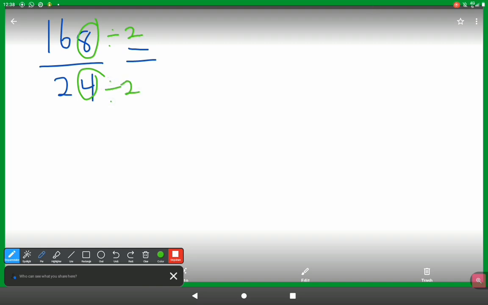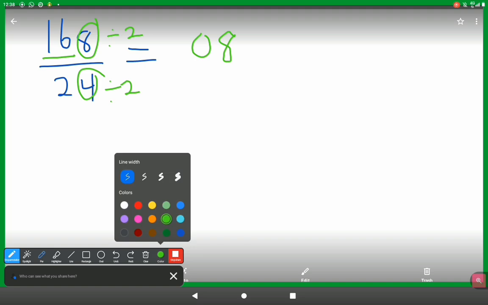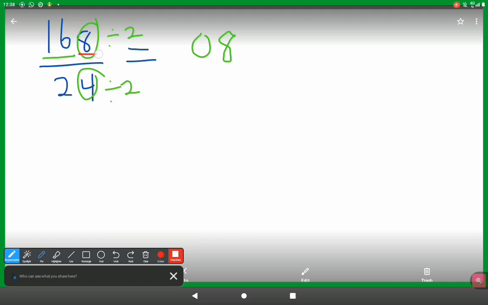So 1 cannot be divided by 2. I'll write 0. Then pick 1 and 6 together, becomes 16. 16 divided by 2 is 8. Then move on, there's no remainder. Then move on to the next digit, which is 8. 8 divided by 2 is 4. Over, then check for the denominator. 2 divided by 2 is 1. There's no remainder. Then 4 divided by 2 is 2. Alright, now I'm having 84 over 12.